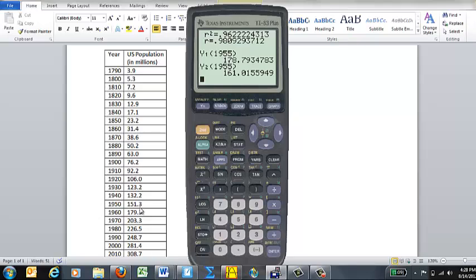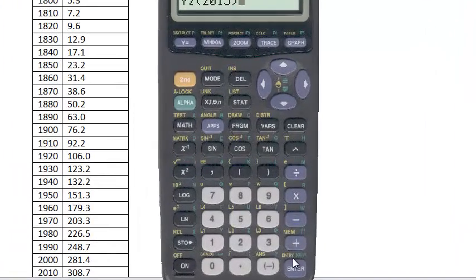So in this interpolation, the exponential model seems to be maybe a little bit better. We could also extrapolate if we were interested in what the exponential model believes the population in the United States would be in the year 2015. Hit second, enter, leave Y2 because we're talking about the exponential model. Change 1955 to 2015, extrapolate out a few years, and this model predicts that the population would be all the way up to 523 million in 2015.